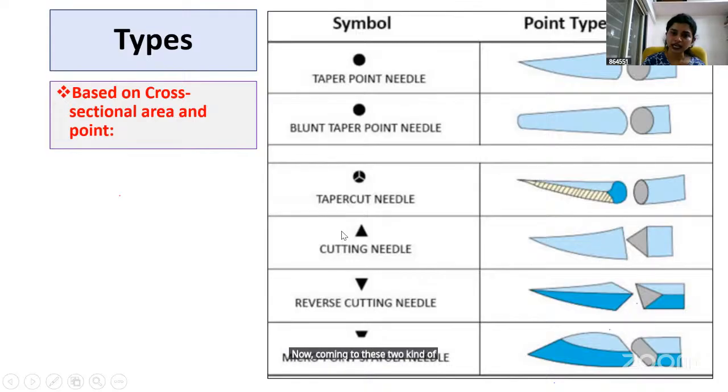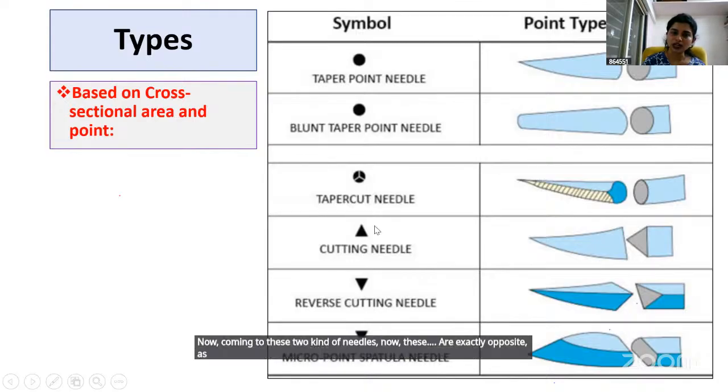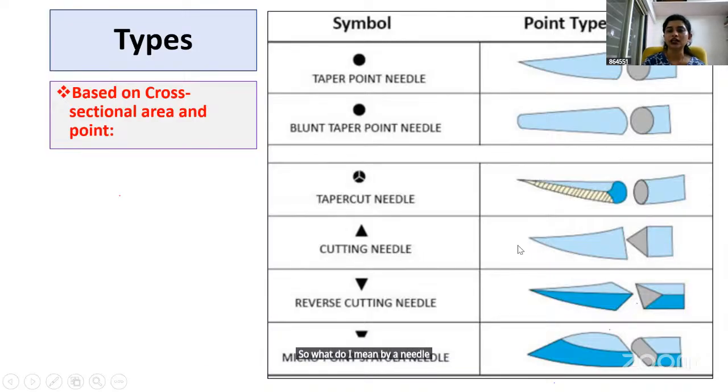Now coming to these two kinds of needles. Now these are exactly opposite, as you can see. This is one triangle, a straight triangle, and this is an inverted triangle. So what do I mean by a cutting edge needle? As you can see here in the cross section, it is a straight triangle. Here, the cutting edge is present on the inner side of the suture needle. That means it is present on the concavity of the suture needle.